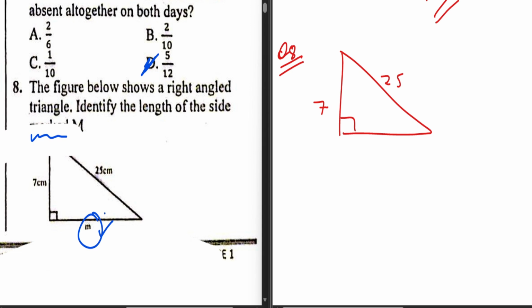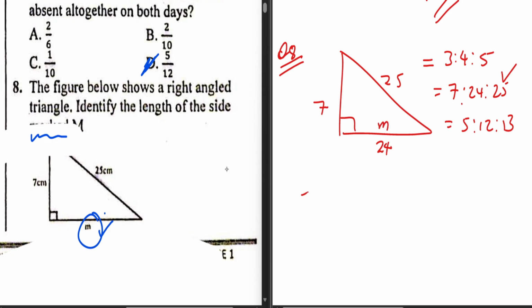Again, you can use any method. If you know all the Pythagoras triples, then it's very easy to answer such a question. We have the ratio of 3 to 4 to 5. We have 7 to 24 to 25. We have 5 to 12 to 13. So basically this is the 7 to 24 to 25. So the M is 24.